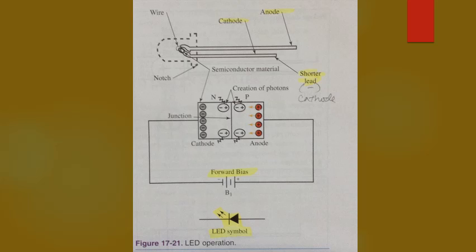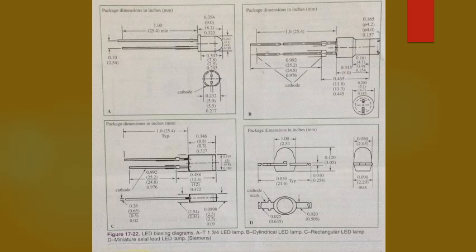Biasing diagrams for some common LEDs are shown in figure 17-22. Note that the cathode lead is the shortest lead, that is the negative. It is also the closest to the notch on certain diodes. LEDs have many uses. For example, they are used on the instrument panel of cars, clocks, watches, and many other electric devices.